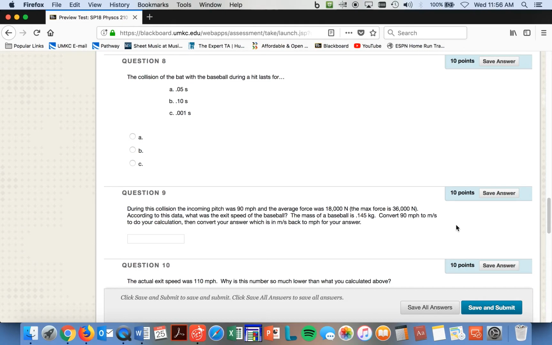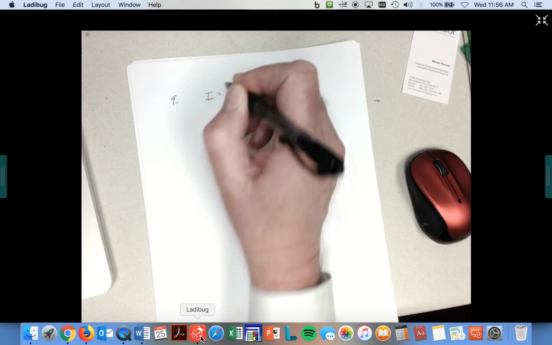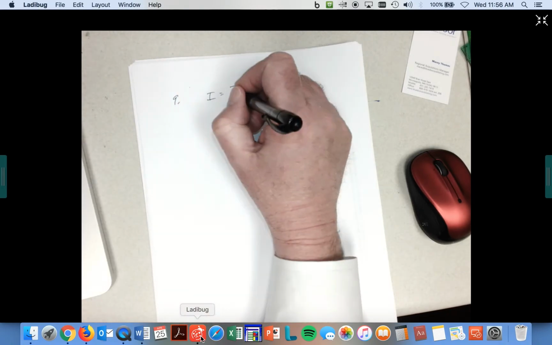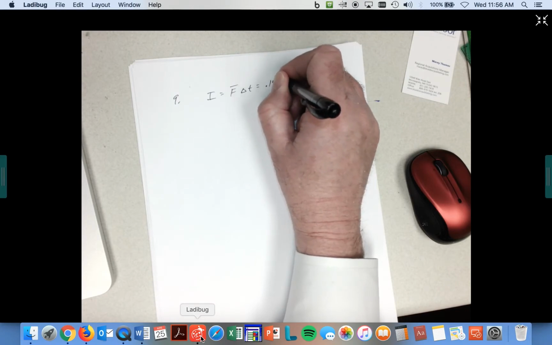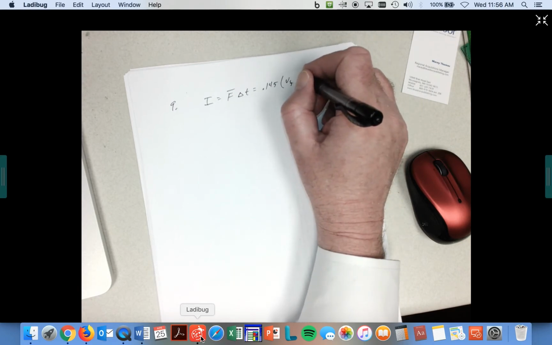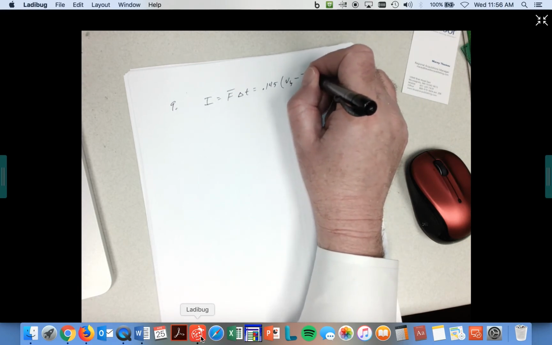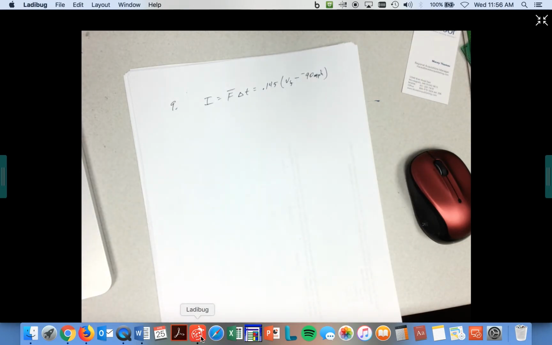first you've got to convert 90 miles an hour. Sorry, I've got about 10 things running. This is just the good old impulse-momentum problem, right? I is equal to the average force, which is 18,000 newtons in this case, times 0.001, delta t, which is equal to 0.145 times the final velocity minus negative 90 miles per hour, where the final velocity is going to be positive.